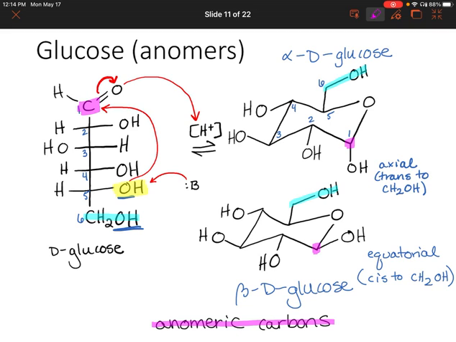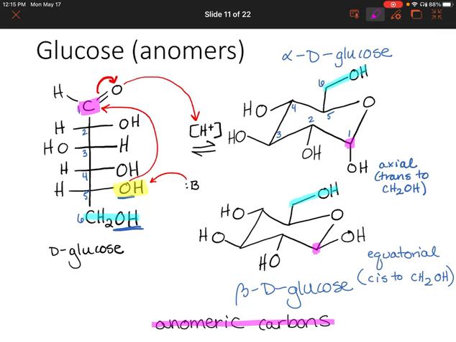Okay, now these actually don't form in a 50-50 amount. The beta anomer, where the OH group is equatorial, is actually favored. And we do know that equatorial positions for bulky groups are favored in general. So about 63% of the beta anomer is present in solution, and about 37% of the alpha anomer is present in solution.